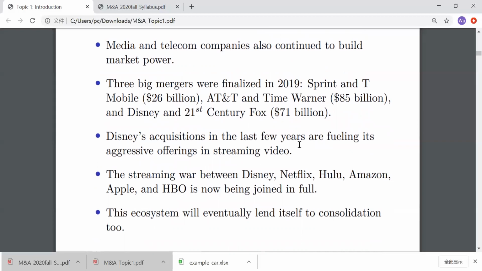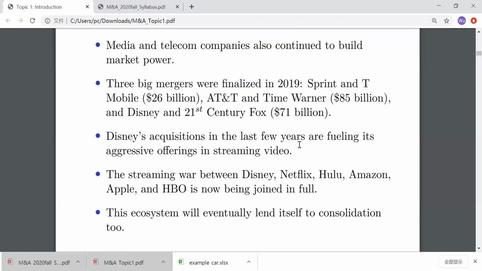And Disney's acquisition in the last few years is trying to strengthen the company's aggressive offerings in streaming video. One trend you might all be aware of is that in recent years, streaming video seems to be the future of media. So many big companies have been competing in the streaming video area. For example, the merger between AT&T and Time Warner, one of the purposes was also to build the competitive edge of AT&T and Time Warner in the streaming video field, right?